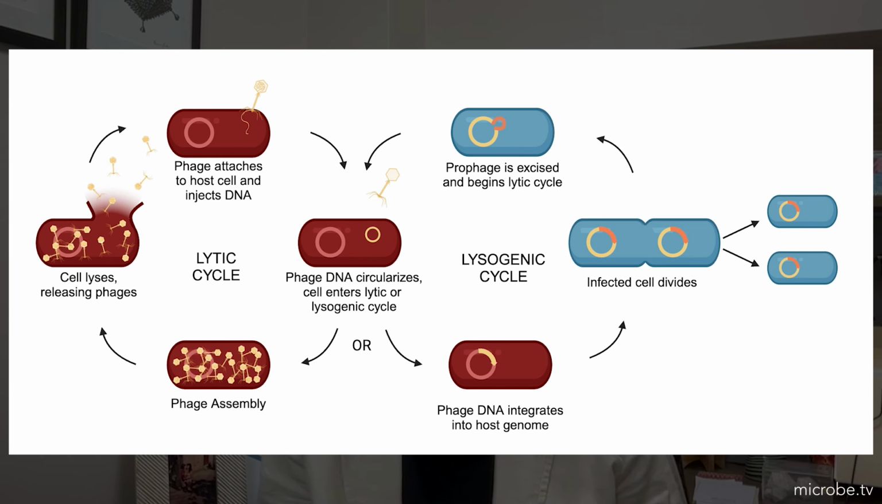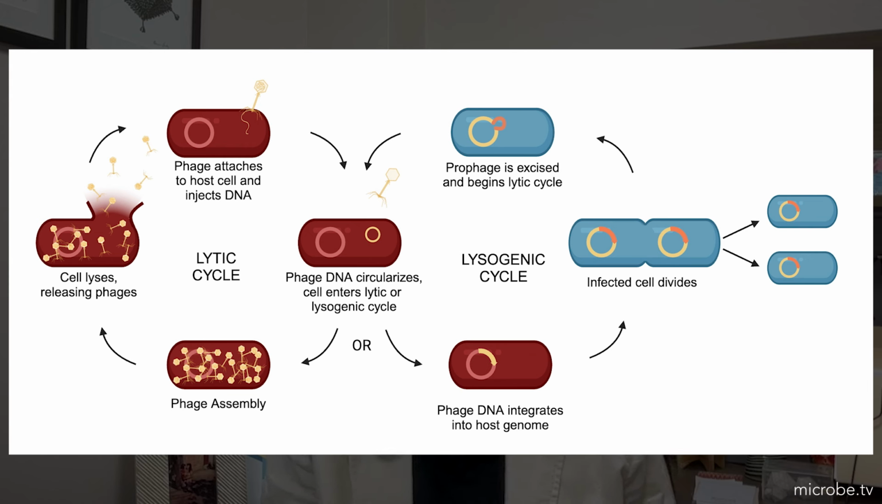So in this figure here, we have the lytic cycle on one side, where we have the red bacterial cells. And this is your classic replication cycle of bacteriophages, the most famous one, where the virus comes in the cell, makes multiple copies of itself, and then it basically lyses, it opens this bacterial cell to release the progeny.